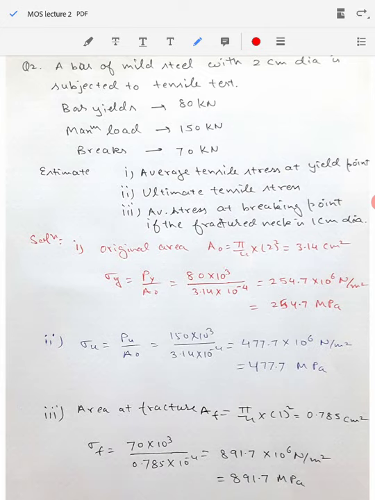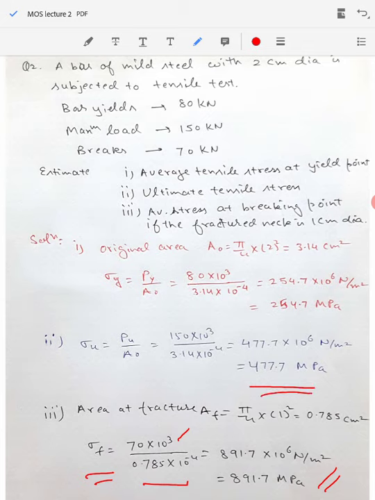and you calculate the fracture point stress by dividing the load value at the fracture point by the area at the fracture point. Again, remember that we have multiplied it by 10 to the power minus 4 in order to convert it into meter square. This value will turn out to be 891.7 megapascal. You see, this value is far higher than the value of sigma u.